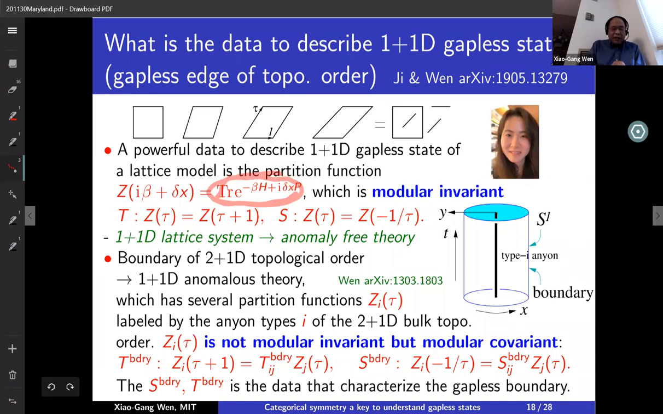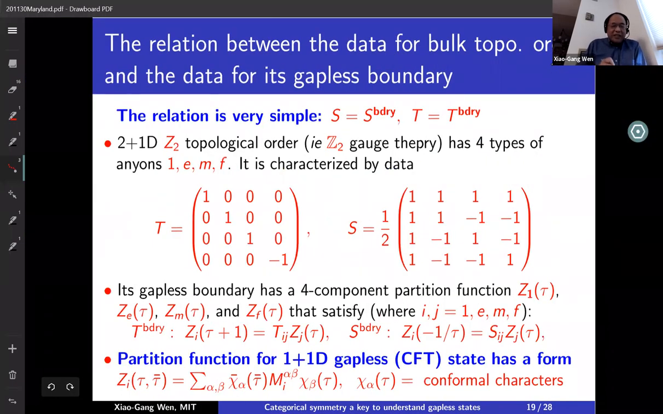But this kind of multi-component partition function transforms covariantly under modular transformation. It's modular covariant. And this modular covariant partition function, under modular transformation, gives rise to a matrix, the boundary ST matrix. That's the data that characterizes gapless states which have anomaly. So now you see that we can answer the question: how are the data for topological order and gapless states related? Both are described by an ST matrix, and these two ST matrices are equal.